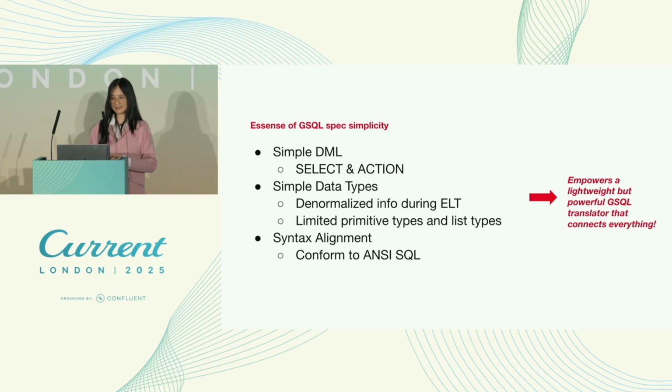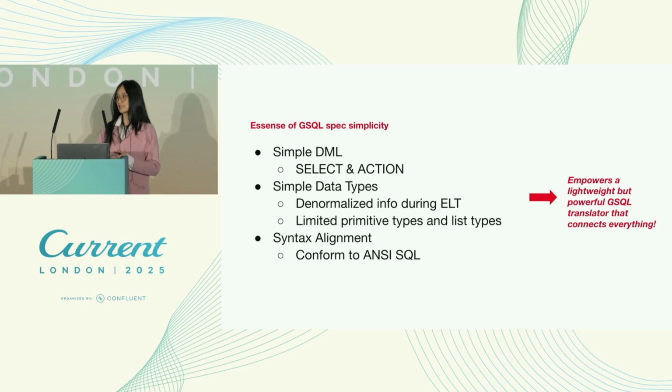How do we achieve this? I really want to thank the simplicity of the GSQL spec. In the GSQL spec, we only expose one DML, which is the actions. Guardian also deals with very simple data types: primitive types and lists of primitive types.